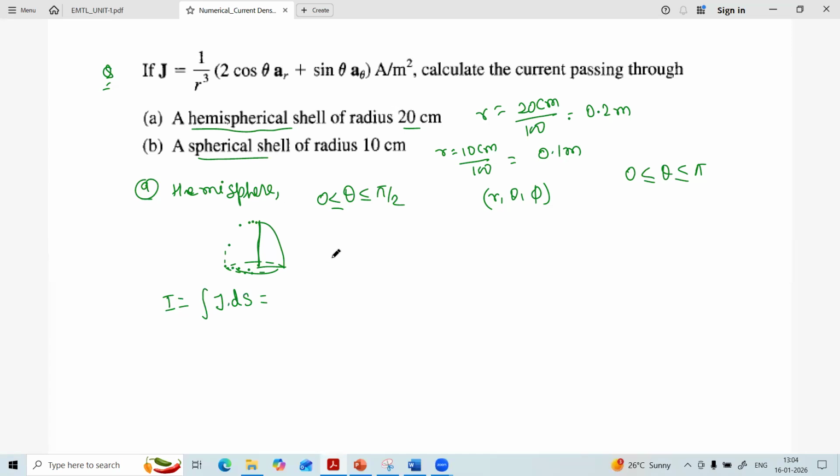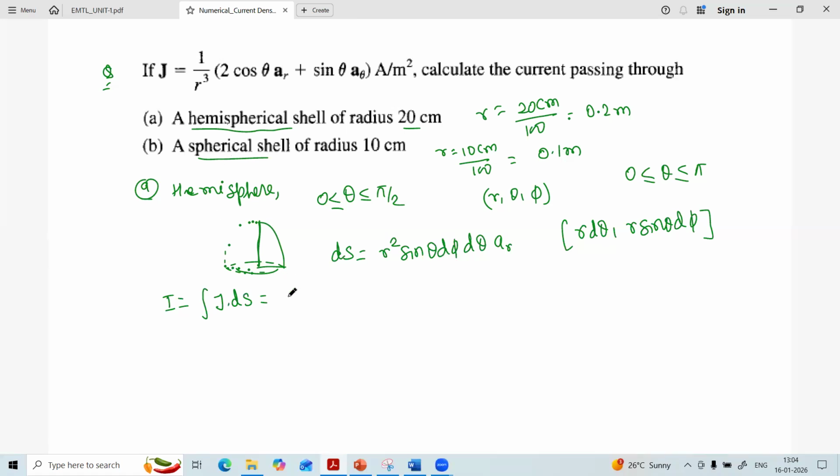Here the differential surface area will have ds equal to r squared sine theta d phi d theta along the radially outward direction. So the unit vector is a_r. How we are getting this, we already understand r d theta, r sine theta d phi. For this, a separate lecture is available, and you can see it there if you want.